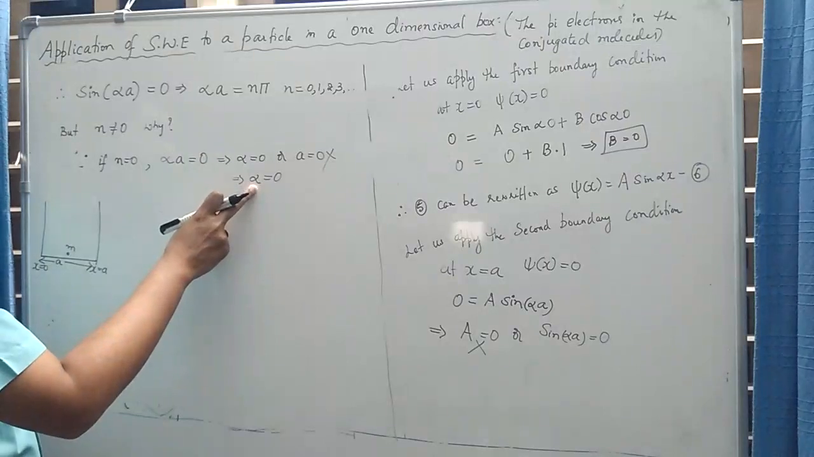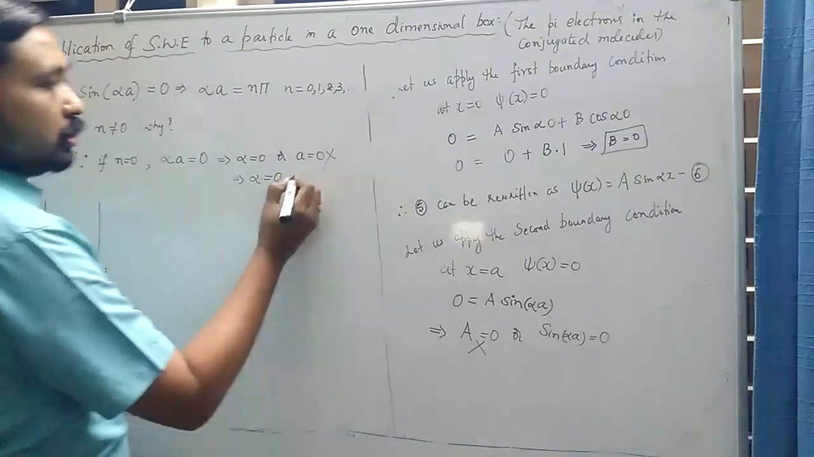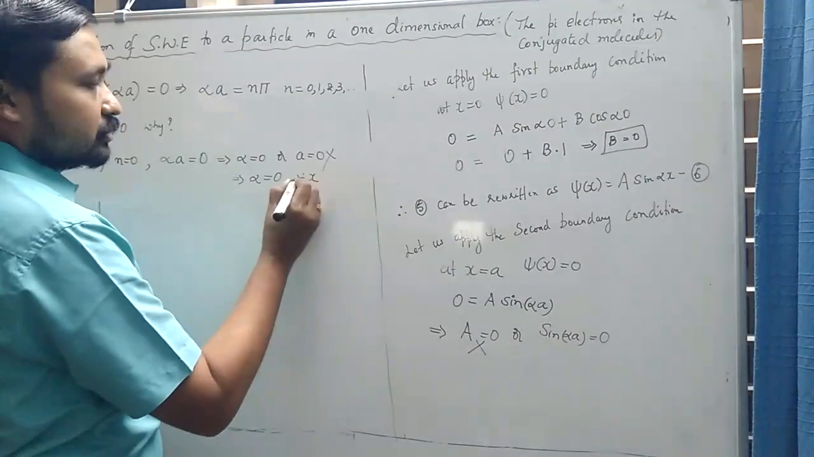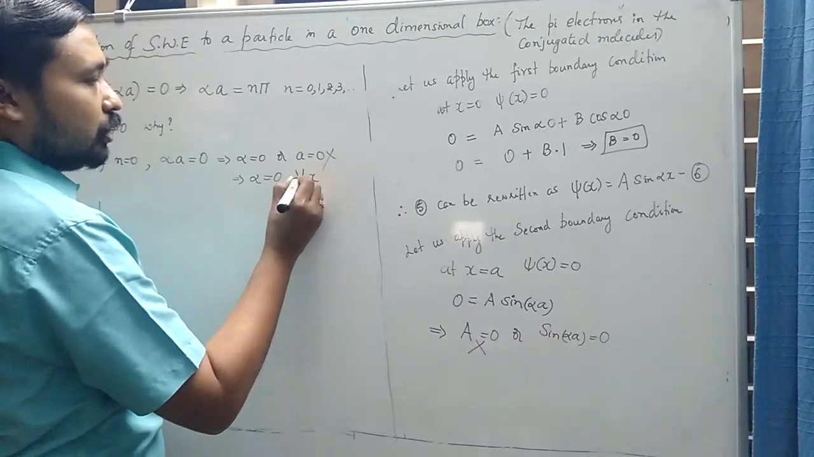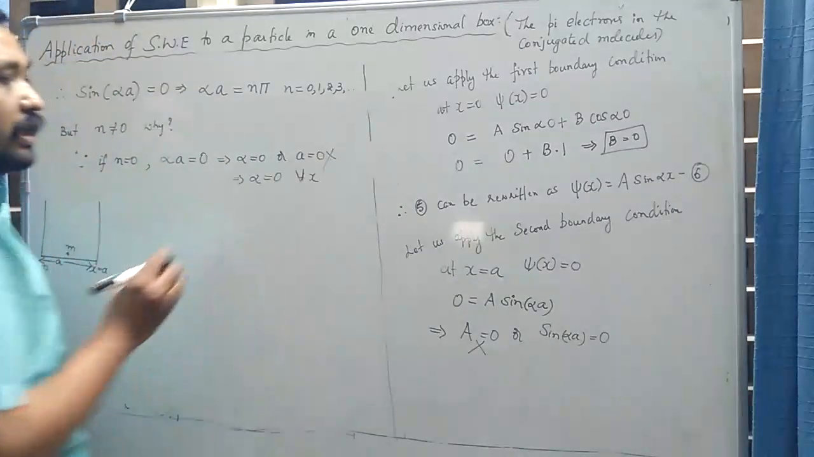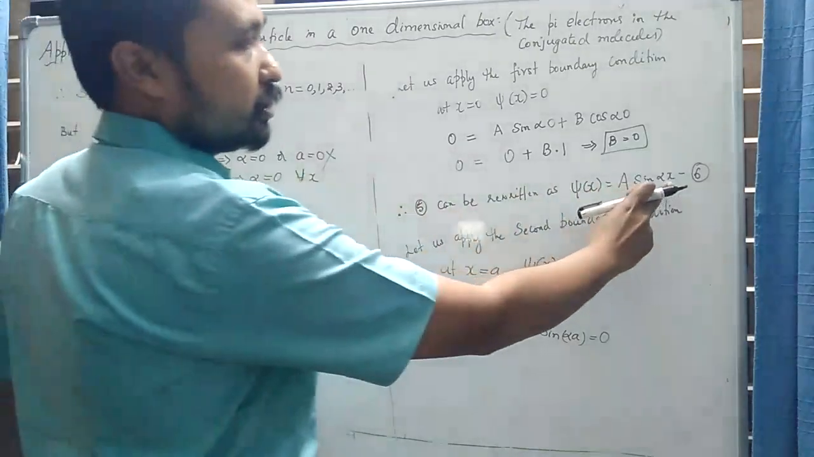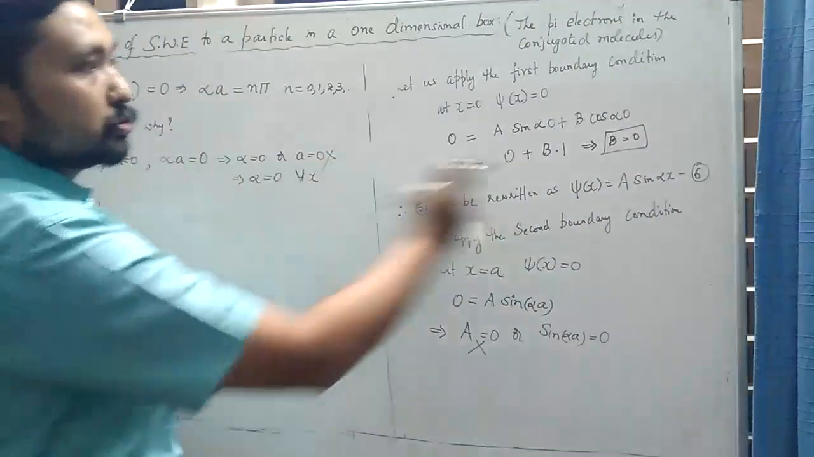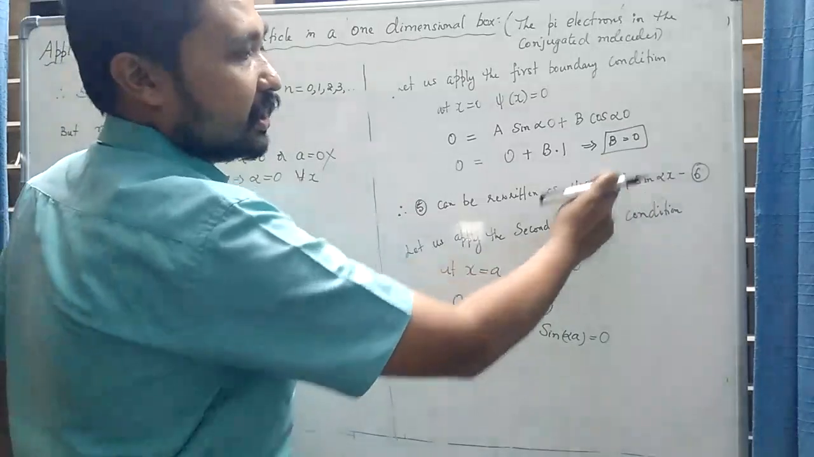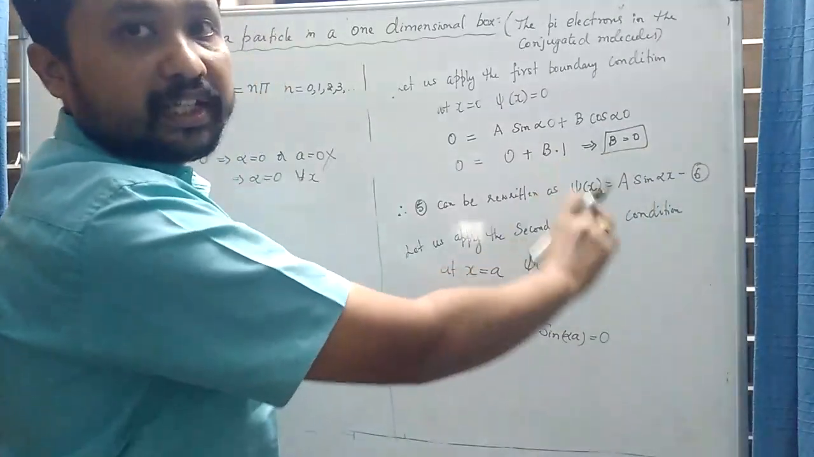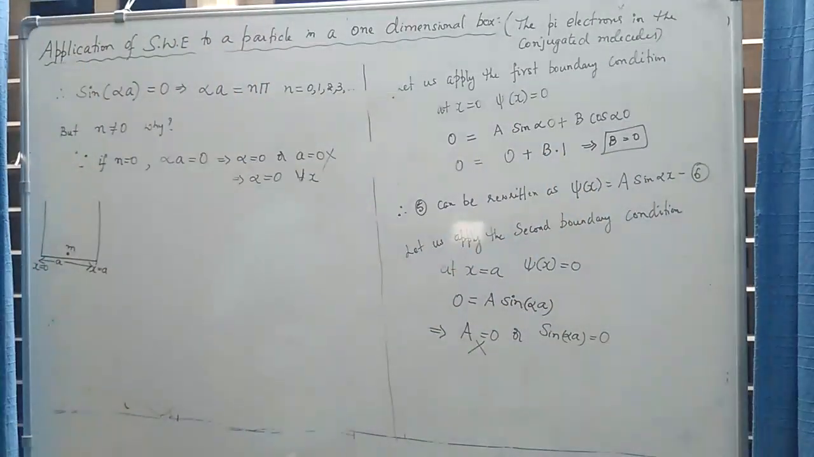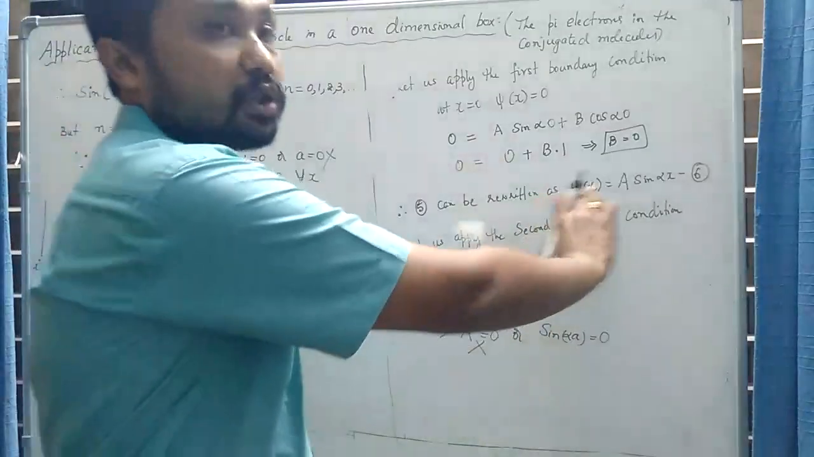But if alpha is 0 for all values of x, okay, so this is the symbol for all values, of x. If alpha is 0, if I go back to equation 6, alpha is equal to 0 and substitute, this entire term becomes 0. So again psi of x becomes 0 for all the values of x. It can become 0 for some values of x, but it cannot become 0 for all values of x.